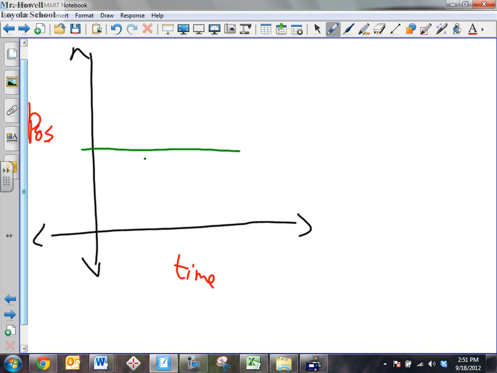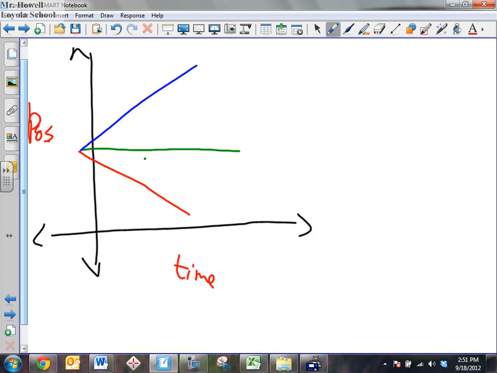Now, if instead I start here and I move in the positive direction, I'm increasing my position. That would be like this. Is that slope positive or negative? Positive, it's going up, right? And I'm increasing my position. If I start in the middle again, but now I decide to go this way, I am decreasing my position. I'm going down. The slope is negative.